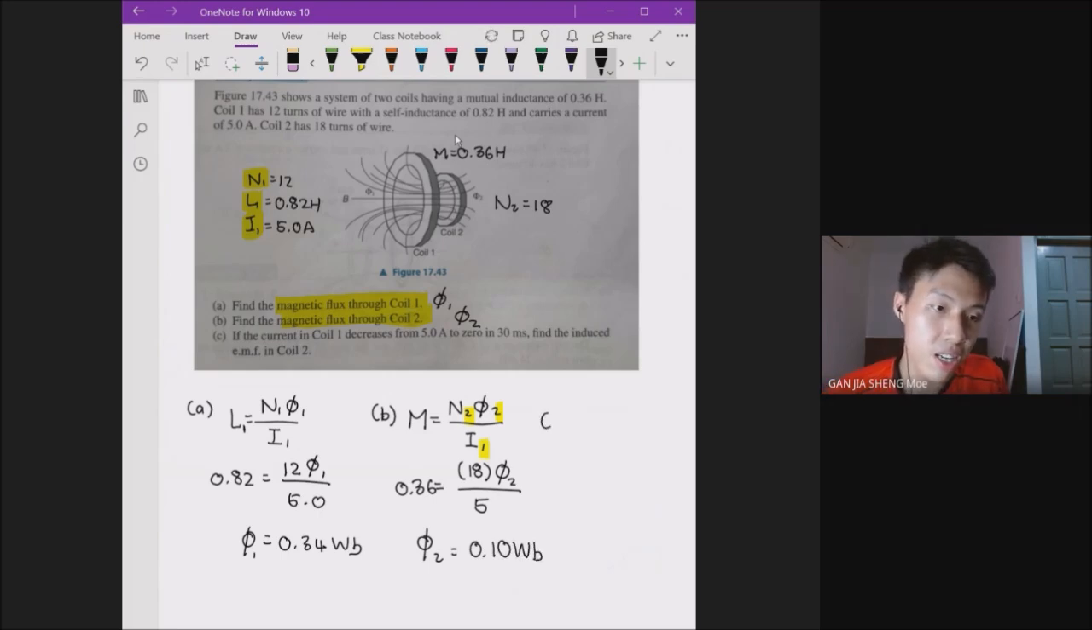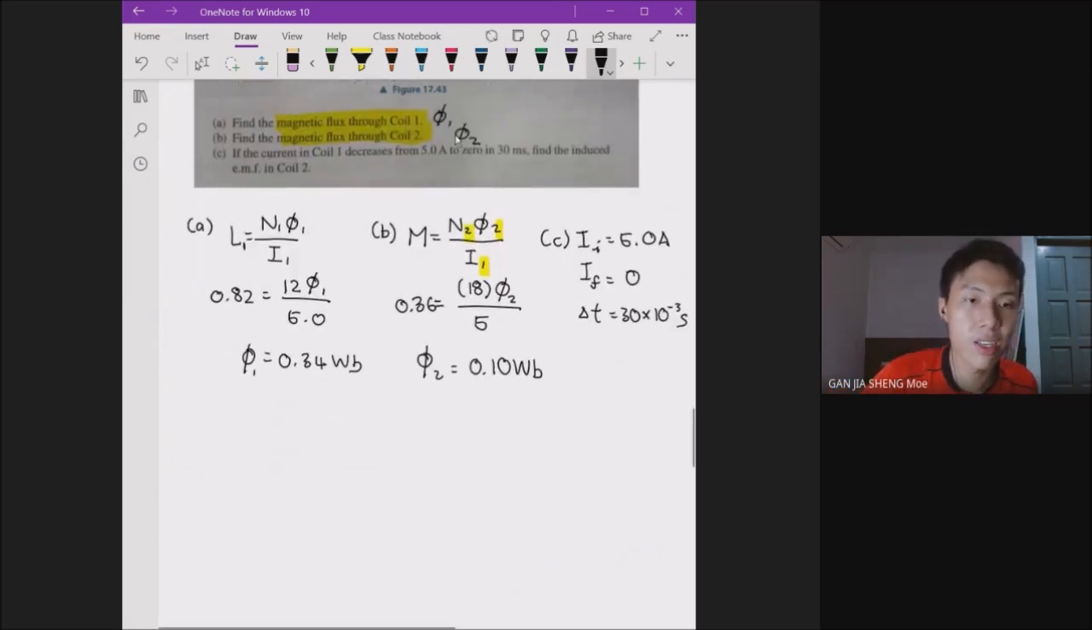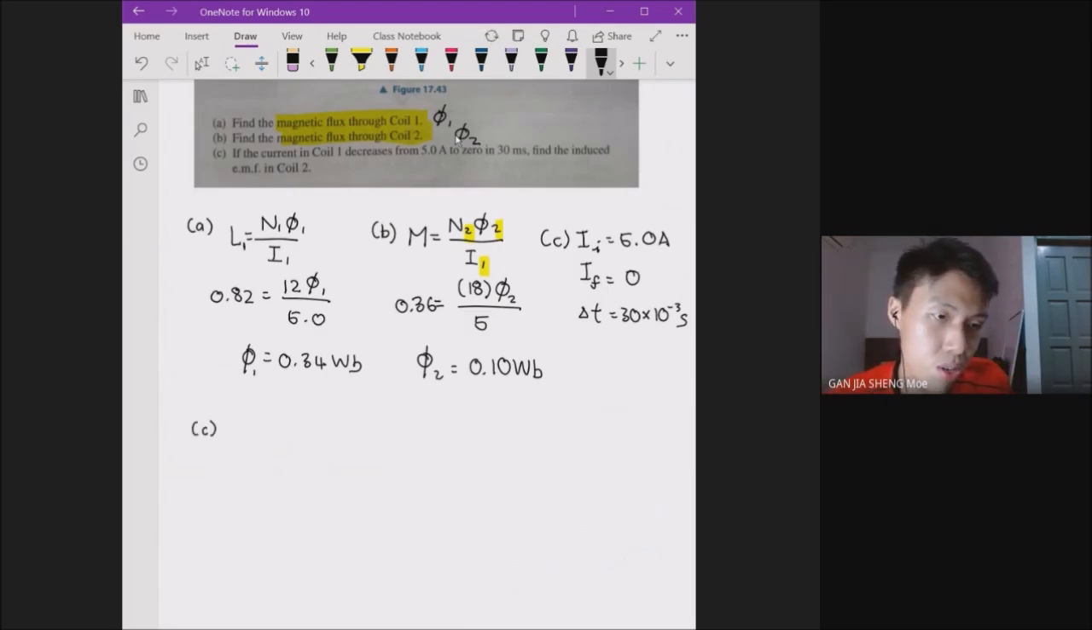Okay, lastly for C, if the current in coil 1 decreases from 5 ampere to 0, so that means I initial is 5 ampere, I final is 0, and the duration is 30 milliseconds. Let me write that down here. They want you to find the induced EMF in coil 2. Induced EMF in coil 2 must be due to the change in current in coil 1. So you have to make sure you write the opposite one. So it's dI1 over dt. Make sure the induced EMF in coil 2 is due to the change in current in coil 1.